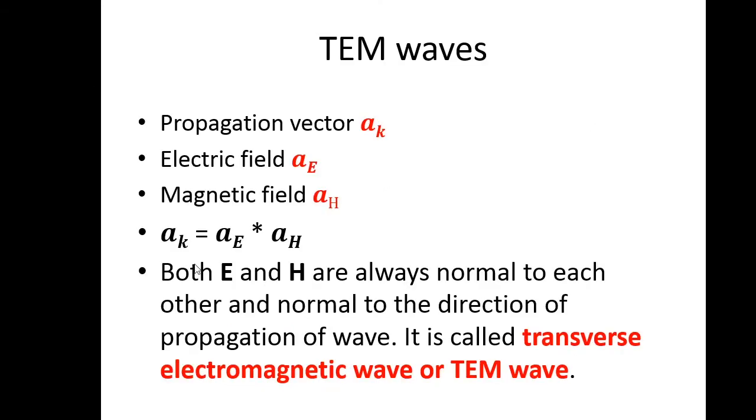And now what we learned earlier, TEM waves or transverse electromagnetic waves, that means electric field and magnetic field are perpendicular to each other, and both these fields are perpendicular to the direction of propagation of the wave. So aE is the unit vector in electric field direction, aH is the unit vector in magnetic field direction, and aK is the unit vector in the direction of propagation. Then aK is equal to aE cross aH. Okay.